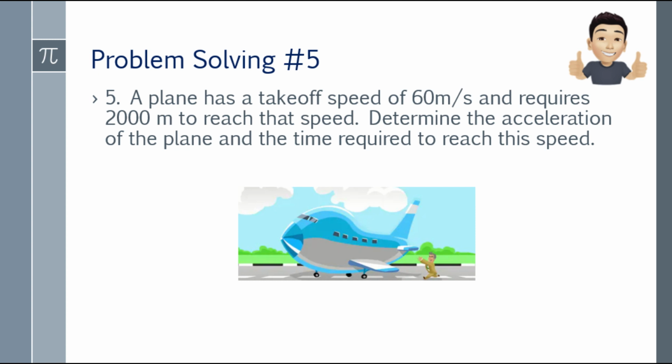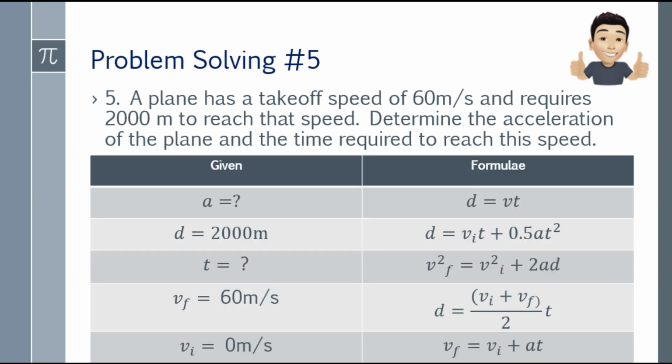Alright, fifth problem tayo. A plane has a takeoff speed of 60 meters per second and requires 2,000 meters to reach that speed. Determine the acceleration of the plane and the time required to reach this speed. So again, first step, list all the given. We're finding for the acceleration, so question mark ko muna siya. Displacement is 2,000 meters and the time is question mark din. Final velocity is 60 meters per second and the initial velocity will be 0 meters per second. So nagagamitin nating formula.